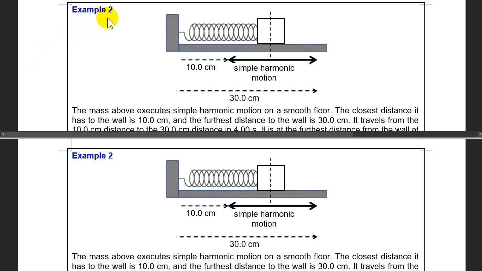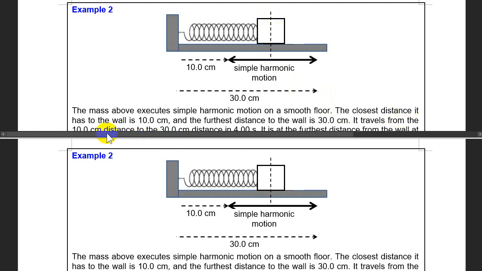Okay, example 2, we have an object that's executing simple harmonic motion. This is called to and fro oscillation on a smooth floor. There's no friction. You're oscillating about the center point. The center point is here.